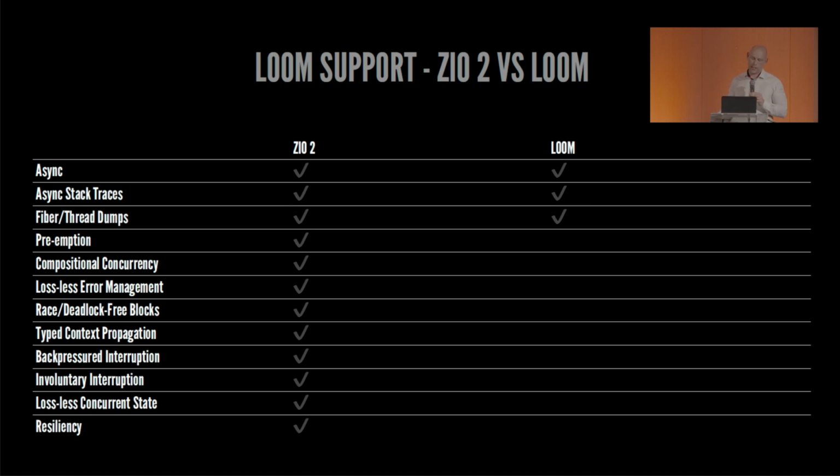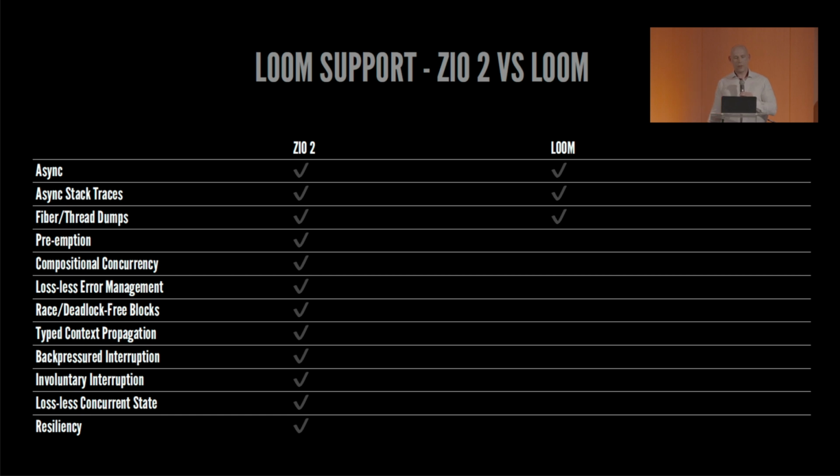But briefly, you get things like compositional concurrency, error management, eliminating races and deadlocks, structured concurrency, all this really amazing stuff you get out of the box with an effect system like ZIO. There is overlap because ZIO gives you async today and LOOM gives you async tomorrow, right? So there's overlap between them.